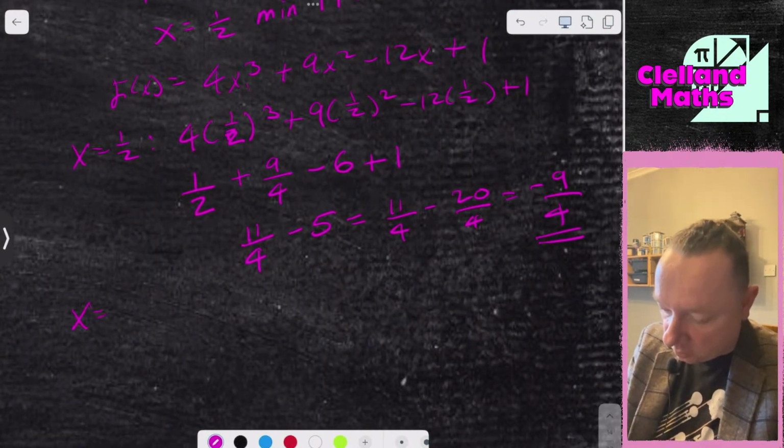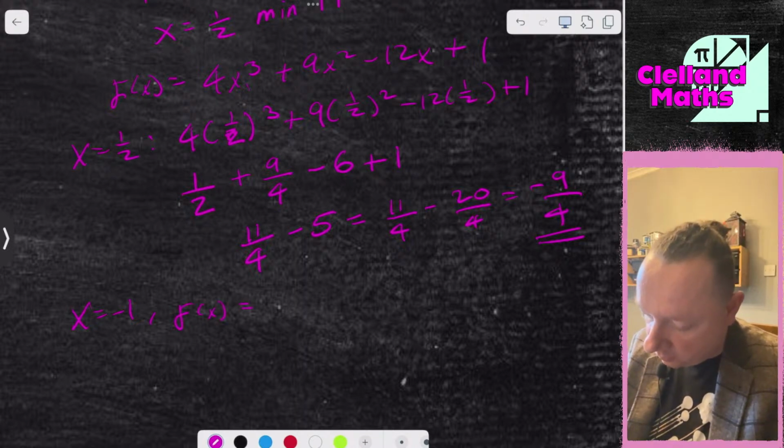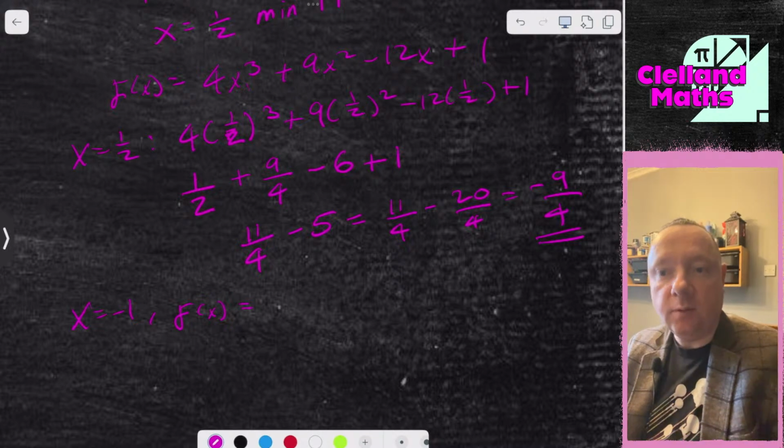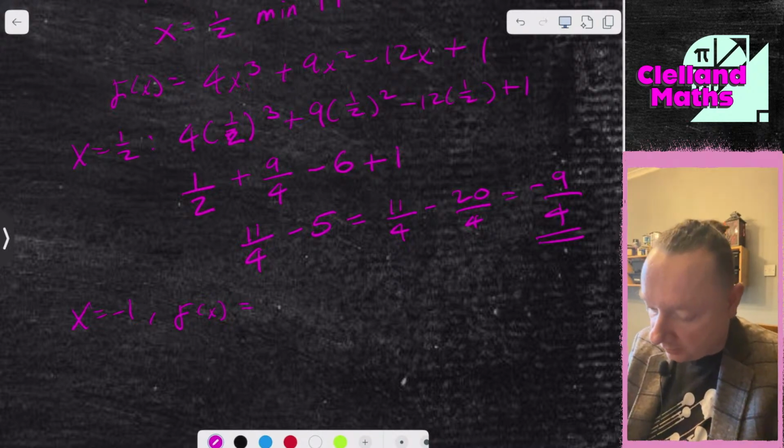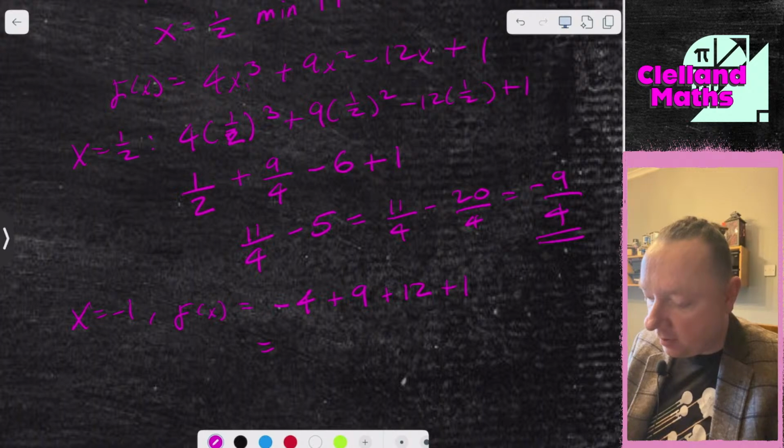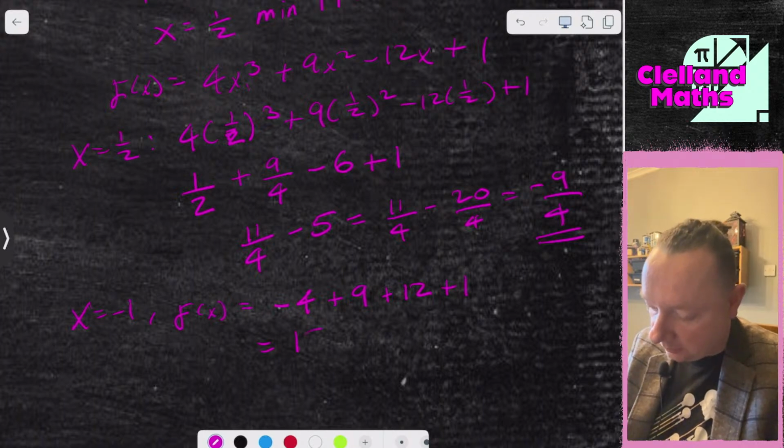So at x equal minus 1, f of x equals 4x cubed. So that's minus 1 times minus 1 times minus 1, which is minus 1. So that's minus 4. Plus minus 1 squared is 1, so that's plus 9. Minus 12 times minus 1 is plus 12, plus the 1. 9 minus 4 is 5. 5 plus 1 is 6, plus 12 is 18.